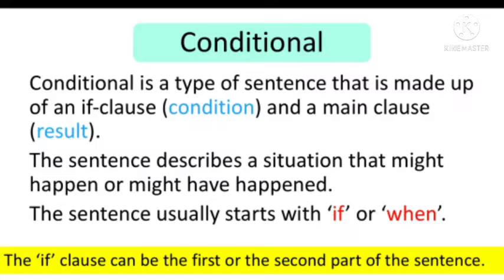A conditional is a type of sentence that is made up of an if clause and a main clause. The sentence describes a situation that might happen or might have happened. The sentence usually starts with either if or when. The if clause can be the first or the second part of the sentence.